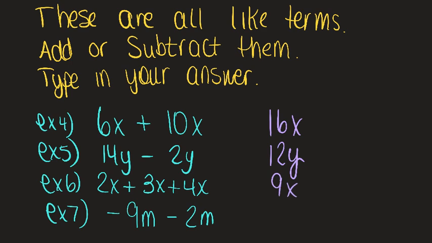Okay, this is your last question. Example 7, you have negative 9m's minus 2m's. A negative 9 and a negative 2. Type in your answer. The final answer is negative 11m. A negative 9 and a negative 2, same signs, find the sum, then think bigger and stick an m after it. All right, that's it. That's everything.